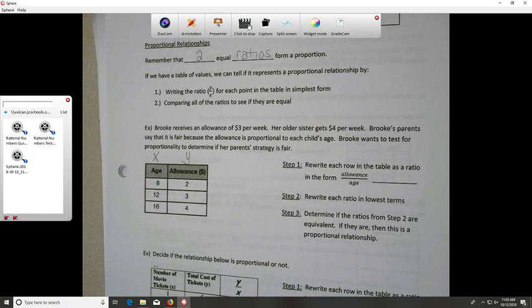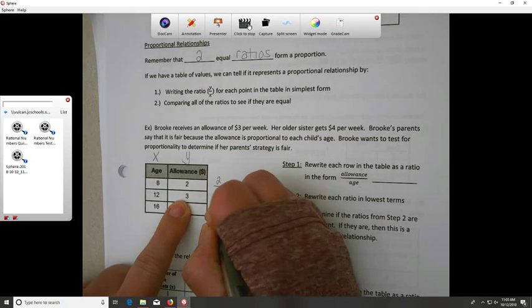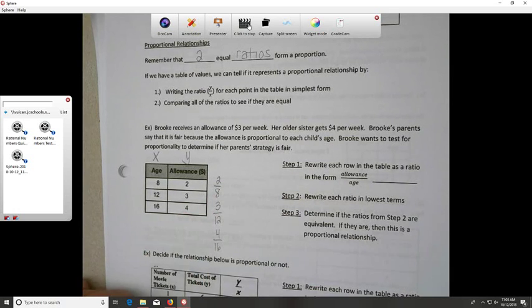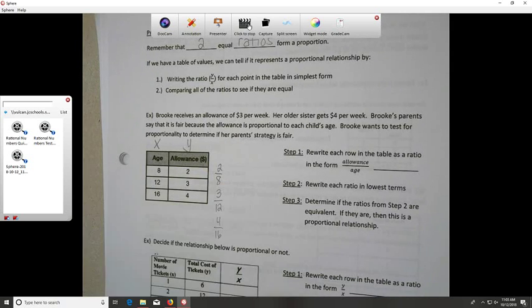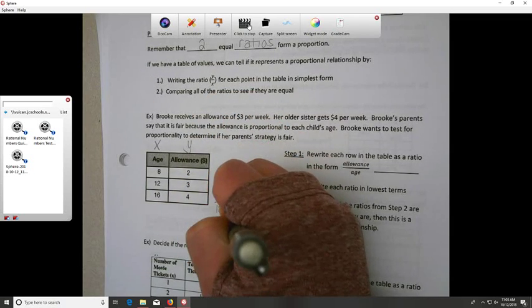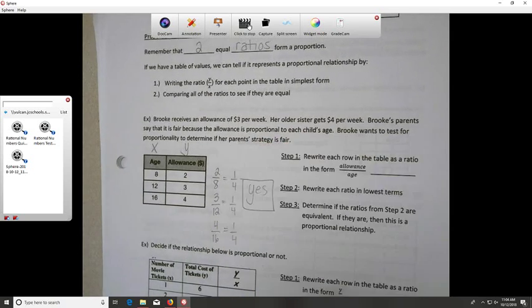All right, so first thing I'm going to do, step one, is rewrite each row as a ratio, a fraction, and it's y over x. So this would be 2/8, 3/12, and 4/16. Then, just like we did yesterday, you're going to simplify these. You can just type them into your calculator, and then you're going to see if they come out equal. And they are all going to come out to be 1/4. So because all the ratios are equivalent, that tells me that yes, this is a proportional relationship.